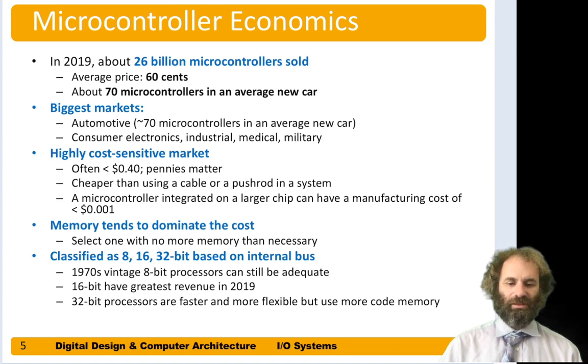And microcontrollers are typically classified as 8, 16, or 32 bits based on the size of the internal bus, how much memory they access in a single operation. 8-bit microcontrollers became popular in the 1970s, and they're still adequate for a surprising number of applications. But 16-bit microprocessors have the greatest revenue share in 2019, and 32-bit microprocessors are rapidly catching on. Their incremental price over a 16-bit processor is only about 5 to 10 cents these days. They're faster and they're more flexible, but their drawback is they tend to use more code memory.